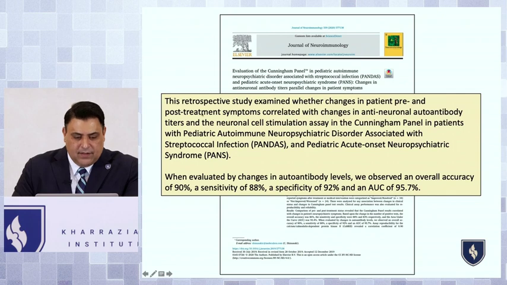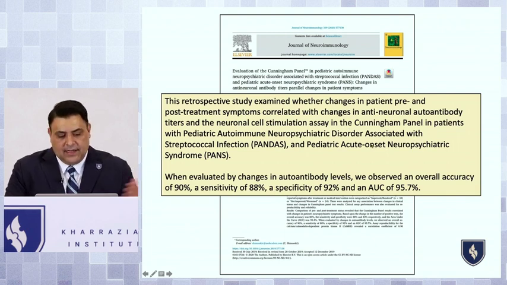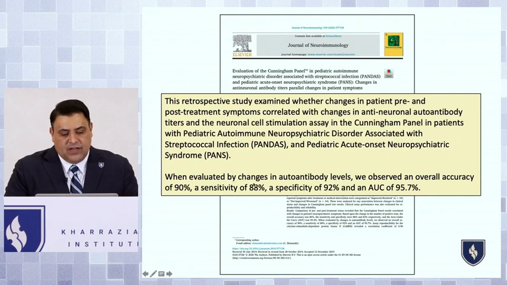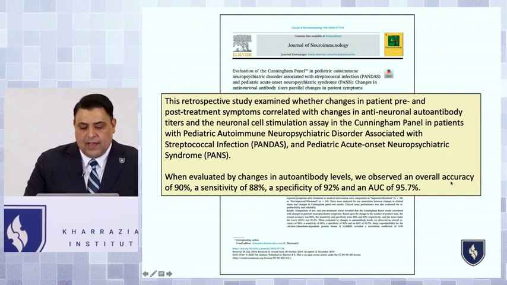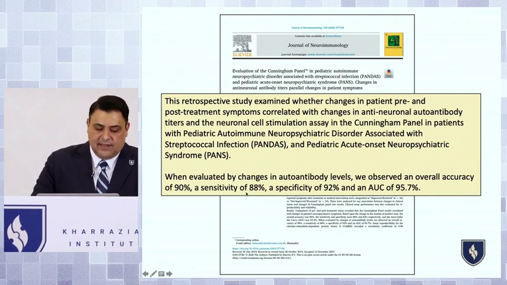Here's what they found. This retrospective study examined whether change in patient pre- and post-treatment symptoms correlated with changes in anti-neuronal autoantibody titers and neuronal cell stimulation test, which is the calmodulin test, in the Cunningham panel in patients with pediatric neuroimmune psychiatric disorder and in PANS. When evaluated by changes in antibody levels, we observed an overall accuracy of 90%, sensitivity 80%, specificity 90%, and an area under the curve of 95.7%.